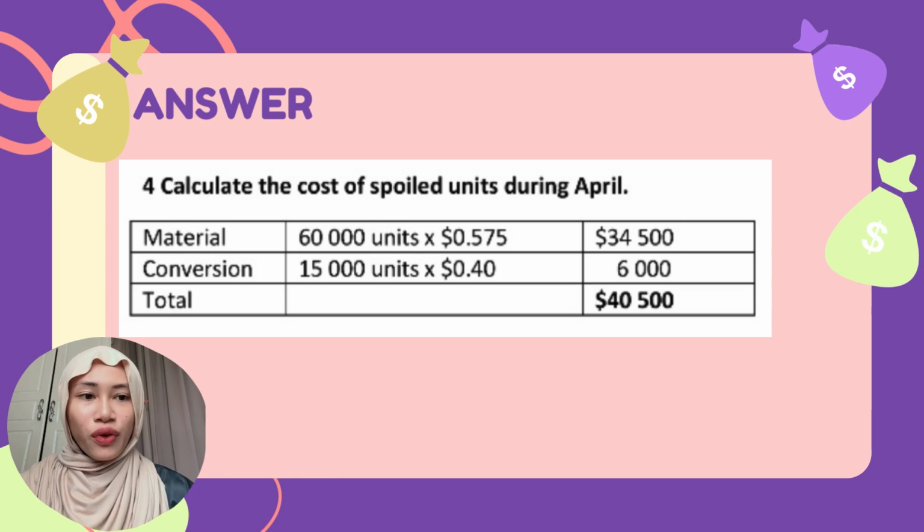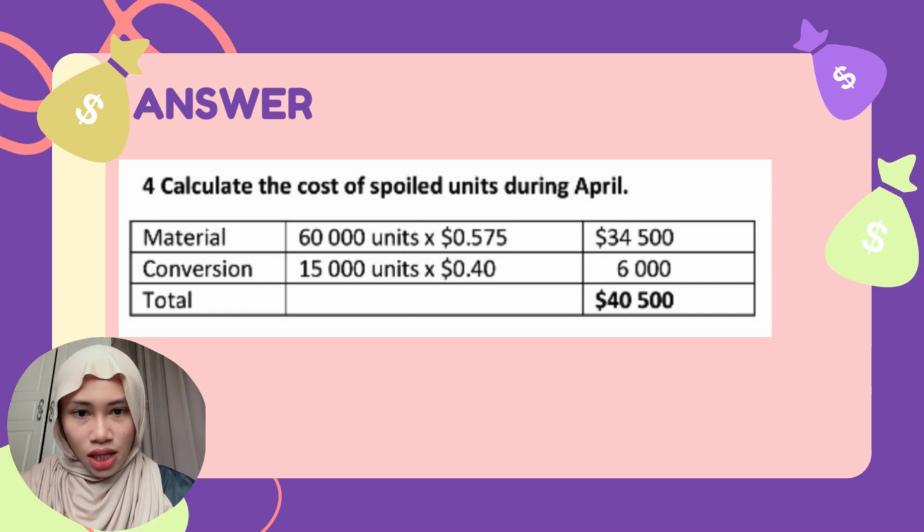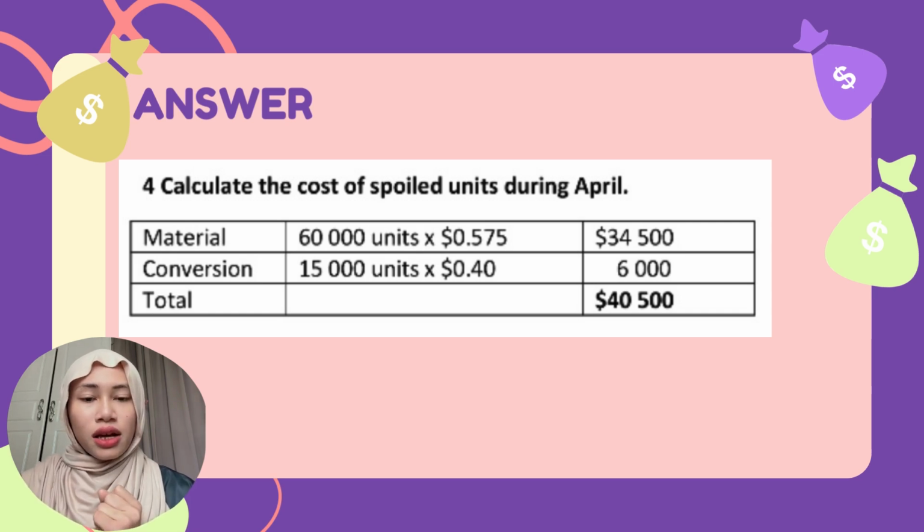Okay, for question number 4, calculate the cost of spoiled units during April. So for the material, the units, which is 60,000 units, multiplied by 0.575, we will get 34,500. While for the conversion, we multiply the units, which is 15,000, by 0.40. Then we will get 6,000. Then for the total, we need to add them both, 34,500 with 6,000, we will get 40,500.